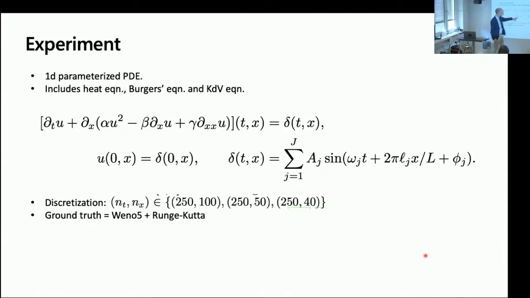Initial condition, where this delta is given by this thing, and that's a forcing term. That's a periodic forcing term that drives the equation forward. The discretization grid, we typically have 250 time points, and then we have a variable number of space points, either 150 or 40, and then we create ground truth by this sophisticated method, WENO5, that produces ground truth for us.